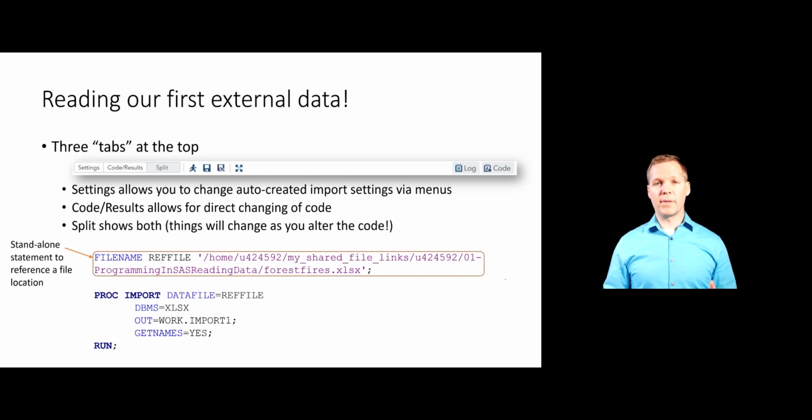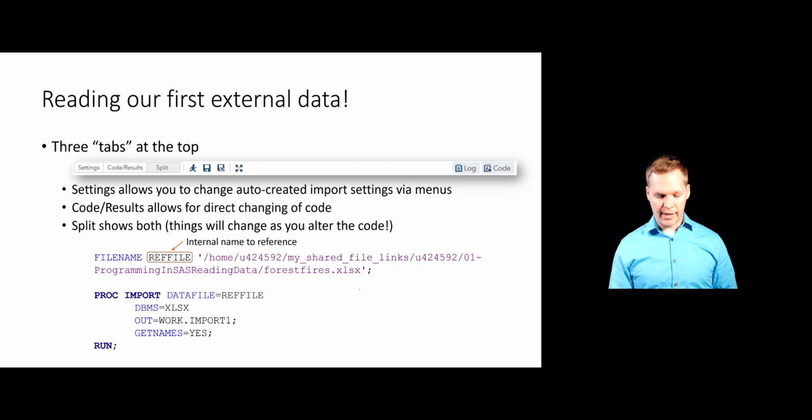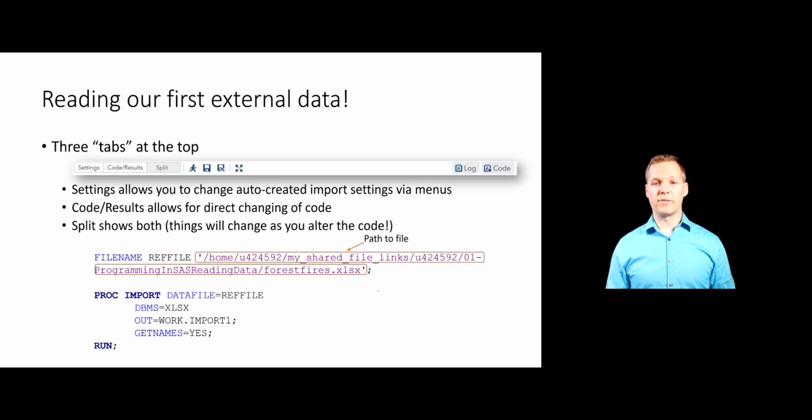But the program that this import wizard actually produces is given here. It uses a filename statement to start with. This is very similar to a libname statement. We saw a libname statement was a standalone statement that created a library. A filename statement is a standalone statement that creates a reference to a file. For instance, here, we are creating an internal reference called reffile. That's the default that SAS does. This is going to be the reference to the path that you see over here on the right. So this is just a shorthand way to access that path later on.